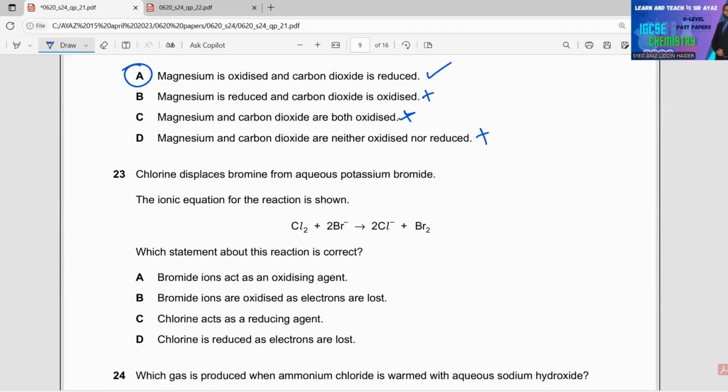If you look at the change in oxidation number of bromide, it's minus 1 on the reactant side, and on the product side, Br2 carries 0, which means the oxidation number has increased. So it's an oxidation, because the oxidation number increased. So if it's undergoing oxidation, it must be the reducing agent. Bromide ion is a reductant or reducing agent.